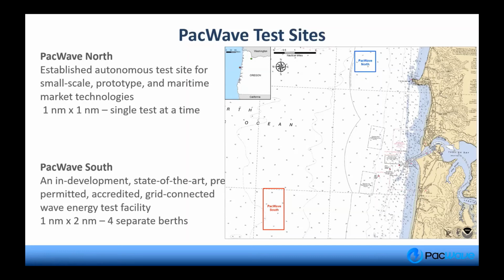And we're nearly through the permitting process for PacWave-South, which the idea of that is it'll follow the model of EMEC, so it'll be a pre-permitted, accredited, grid-connected wave energy test facility. That one is 1 mile deep by 2 miles long, and within that there'll be 4 separate berths.